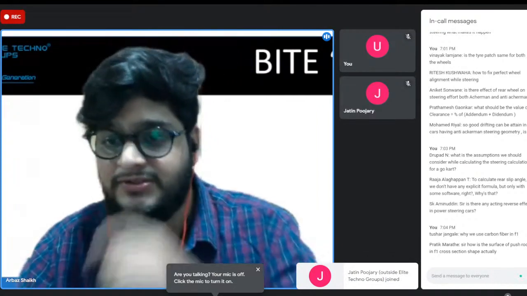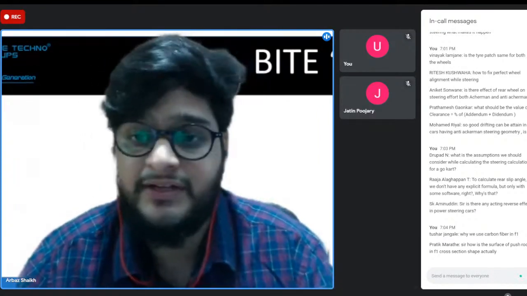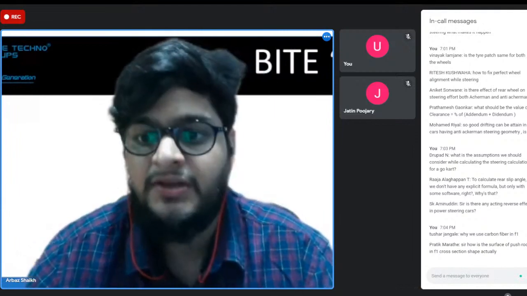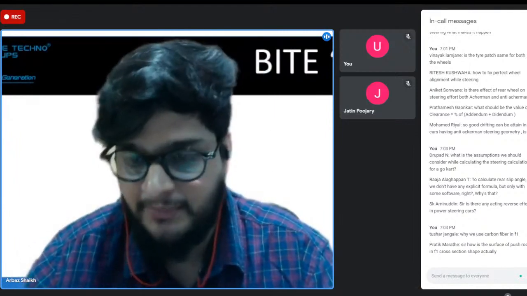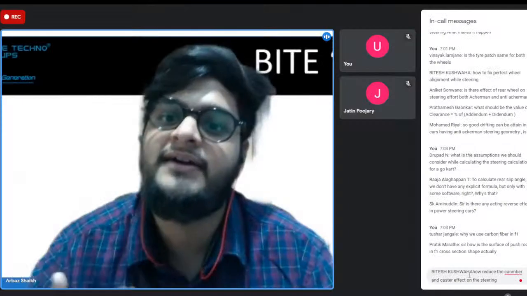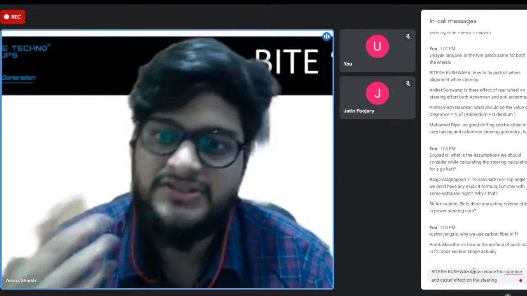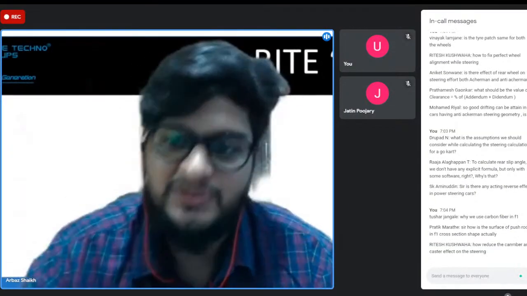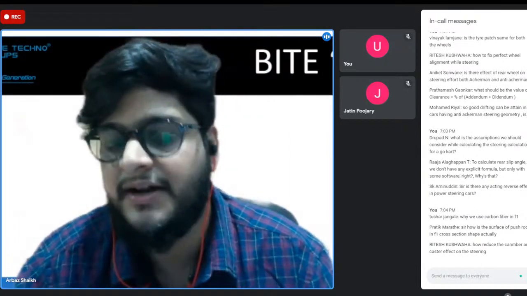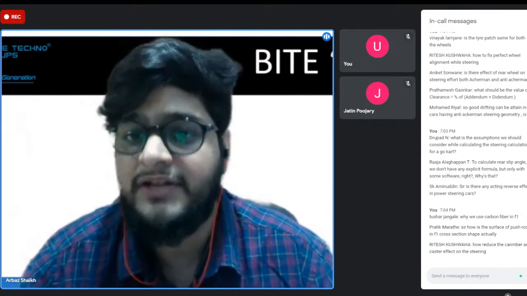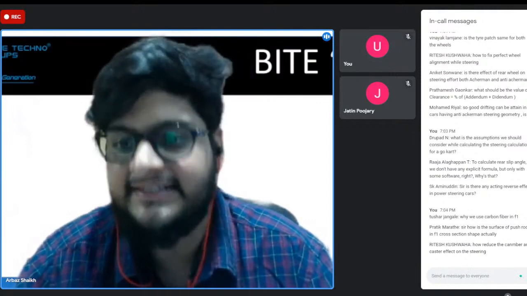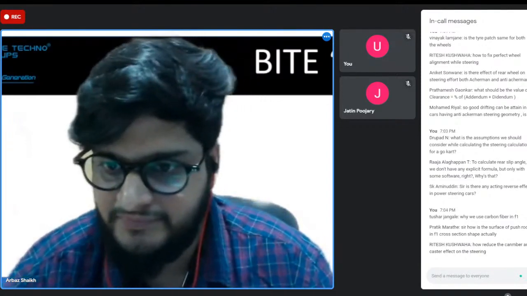Okay, Vasu is asking, does contact patch area affect it? Definitely. Whenever you have lateral load transfer, you get higher grip on the outer wheel because there's a higher contact patch, as the tire is deforming more because there's a higher load. Essentially, when the car is loaded, the tire will deform more and the contact patch will increase, and that's how the grip will increase.